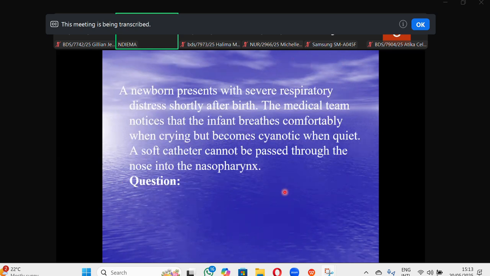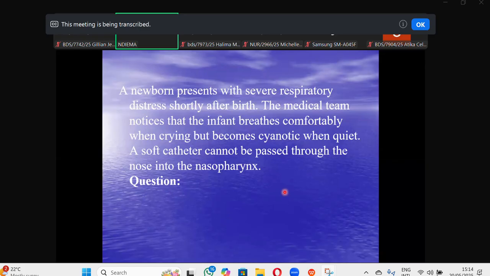What about this one? A child is born with severe respiratory distress shortly after birth. The child is not breathing. Then the team notes that the child breathes uncomfortably when crying. When he cries, he seems to be better, but when the child stops crying, there is a lack of oxygen. What does this mean? It means there's a blockage somewhere in the airways, preventing air from getting to the lungs.